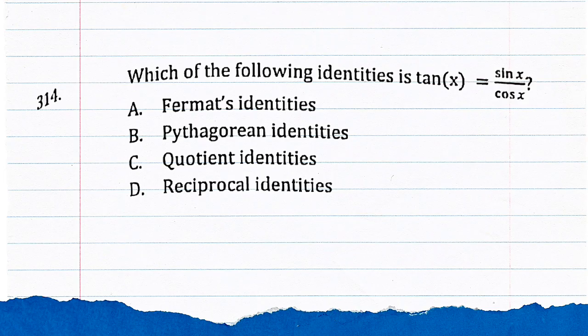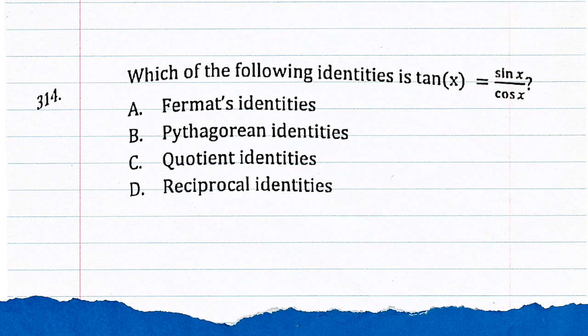Question number 314. Which of the following identities is tangent x equals sine x over cosine x? And here are the choices. Letter A, Fermat's identities. Letter B, Pythagorean identities.